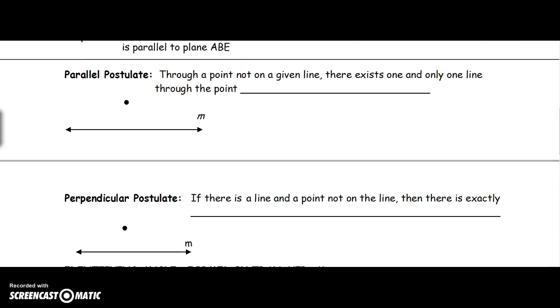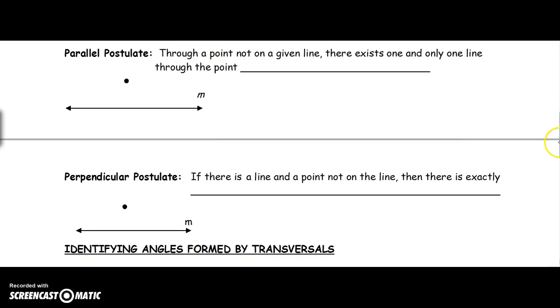There are two postulates you need to know. One is parallel and one is perpendicular. Postulate, remember, is your rule. So it says through a point not on a given line, there exists one and only one line through the point parallel to it. So notice how here we have a point not on this line. That means that there's only one line I can draw through this point that would make this new line, we'll call it N, parallel to M.